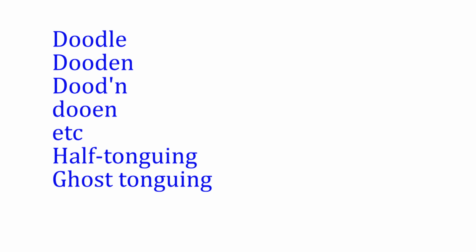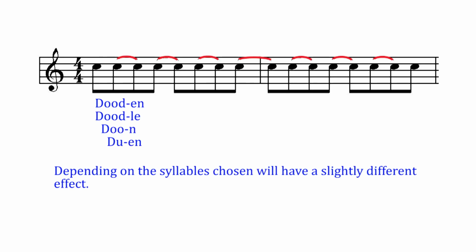For example, there is a tonguing method which goes by various names such as doodle, duden, duen, etc. Basically, you would articulate the syllables such as duden for the tongue note and the note that it is slurred to. So you would pronounce dude for the note that is on the offbeat and then the syllable n for the note that it is slurred to. Depending on what syllables you choose will give you a slightly different effect.